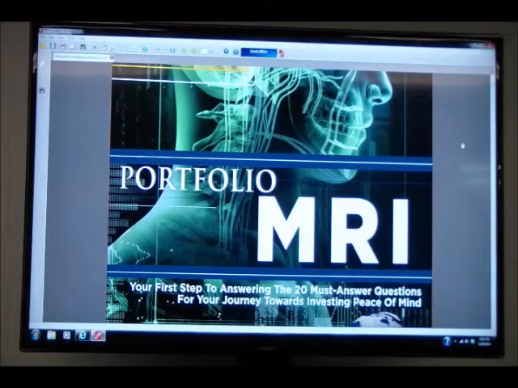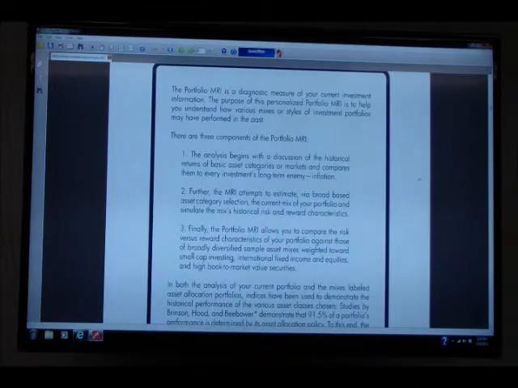All right, a portfolio MRI demonstration by the rookie. This is January 29th, 2014. Okay, give it a shot here. This is to be critiqued by the pack, I suppose.